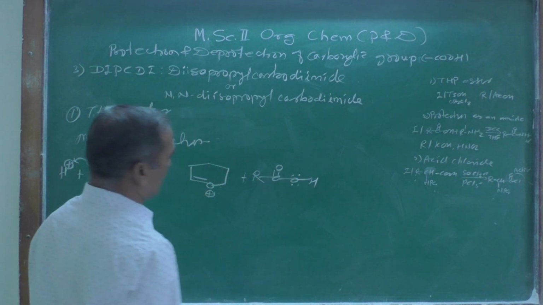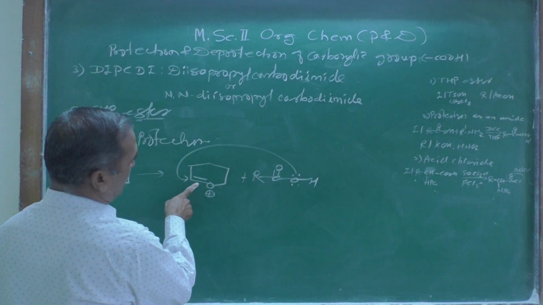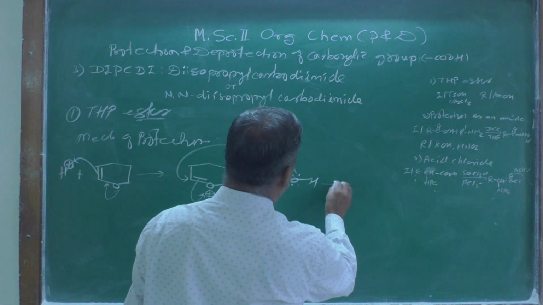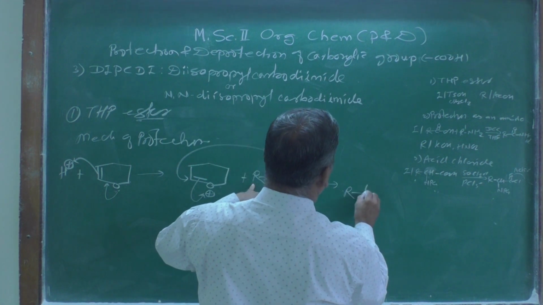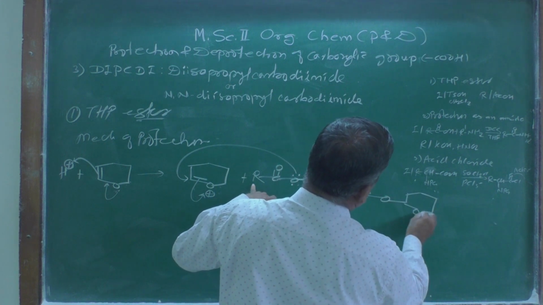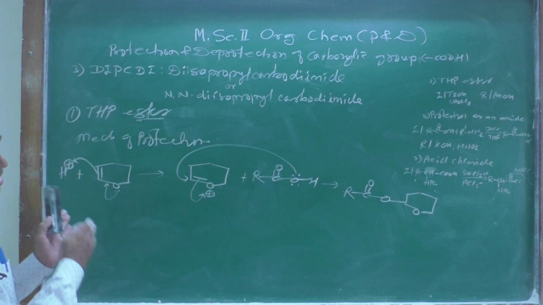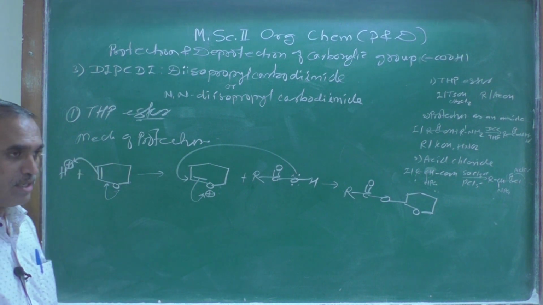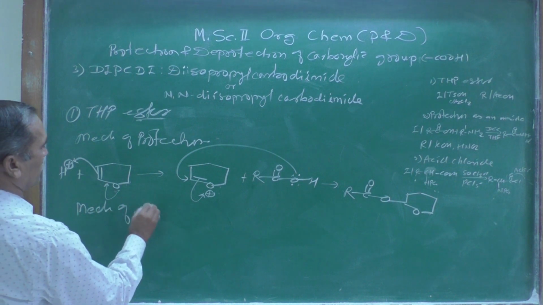The lone pair present on that oxygen atom is going to attack that carbon atom, and then this positive charge gets neutralized. What do you get here? You are going to get RC double bond O, then this pyran structure, right? The protection is done in the simplest way; that is the mechanism of protection. Now let us see the mechanism of deprotection.